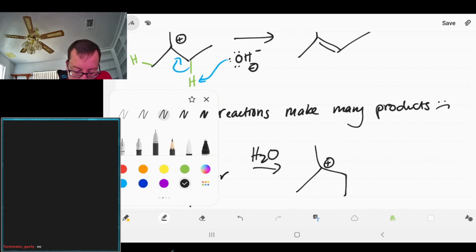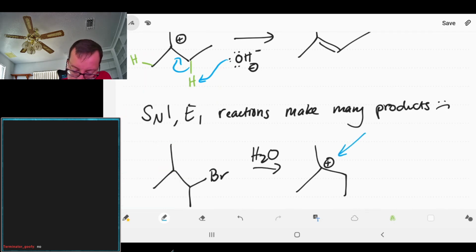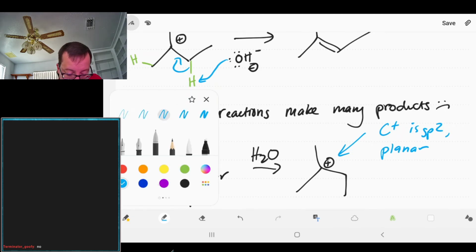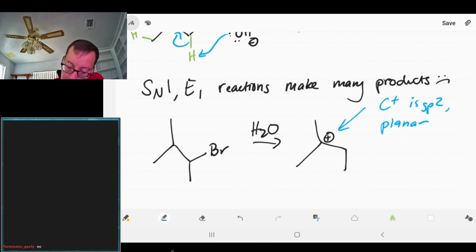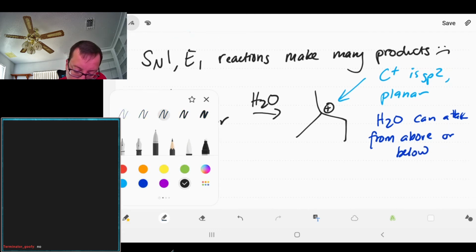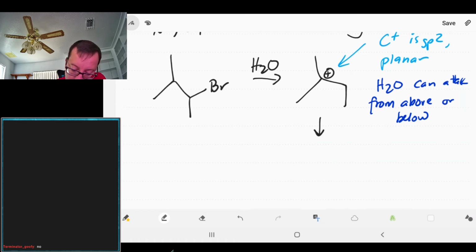So remember that sp2 carbons like this are planar, completely flat. So our nucleophile can actually come in from either side. It can attack from above or below, meaning that we get a mixture of things.